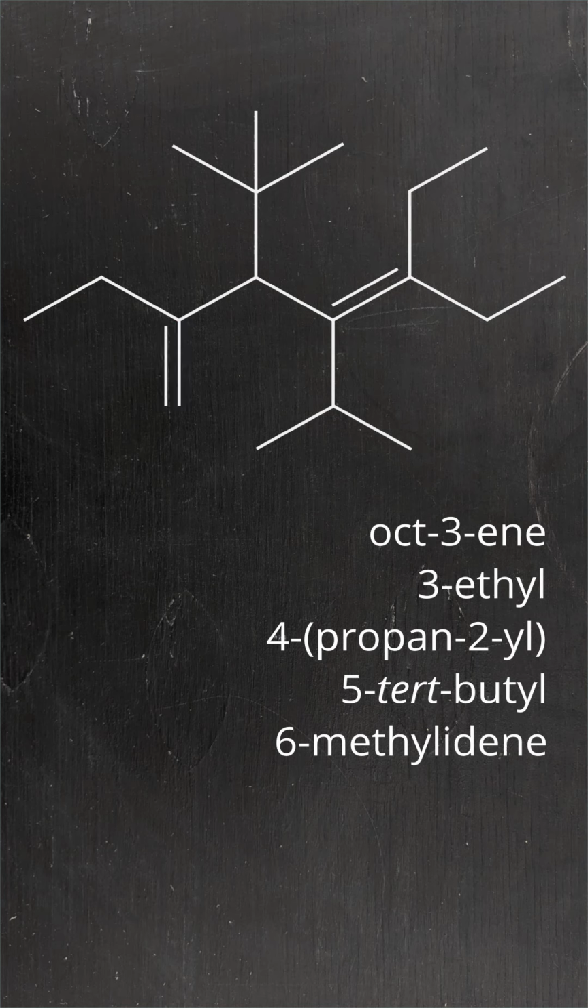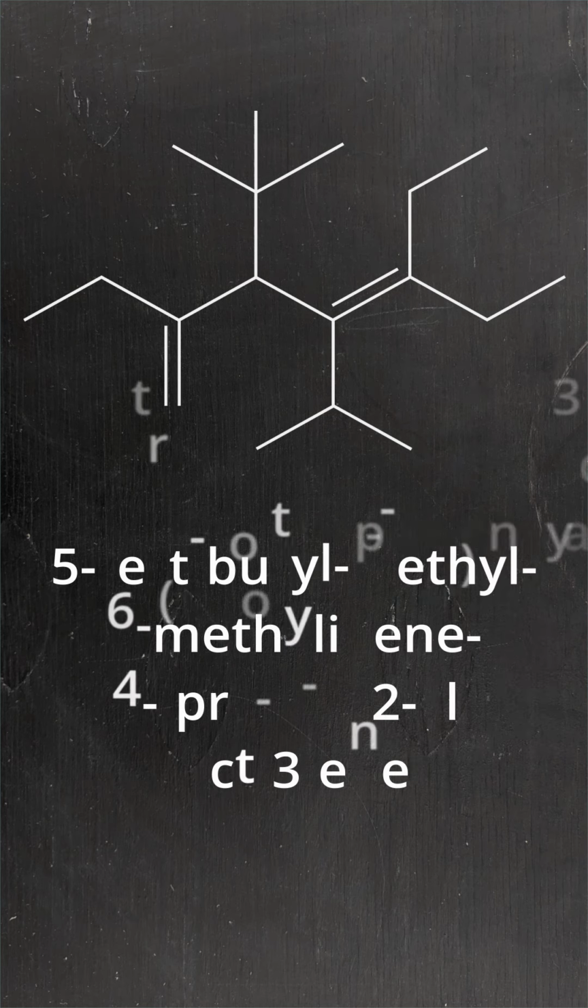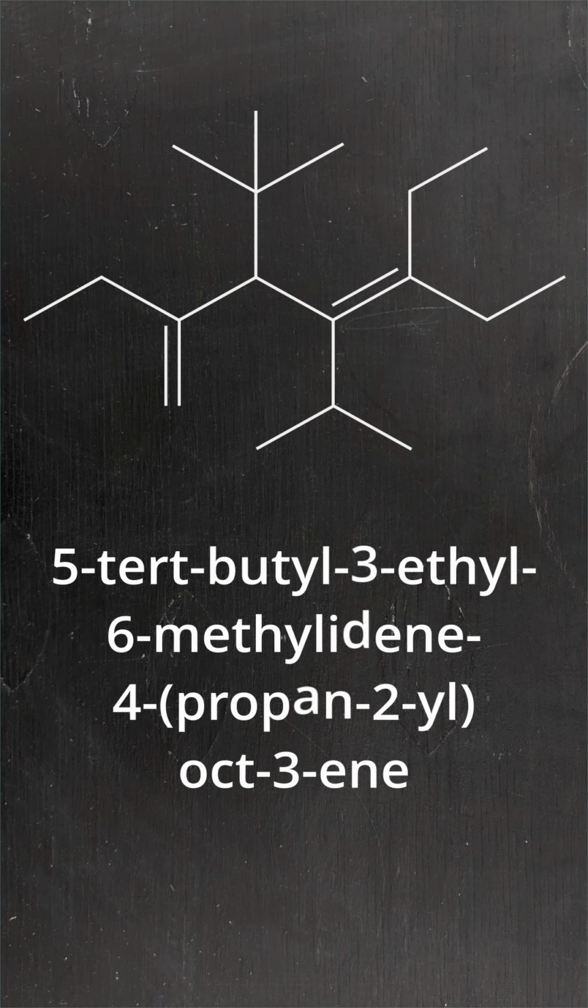Now that we have identified all of our side groups, all that is left is to arrange them in alphabetical order, ignoring specific prefixes such as tert, and stick our parent compound on the end. Doing so gives us our final name of 5-tert-butyl, 3-ethyl, 6-methylidene, 4-propan-2-yl, oct-3-ene.